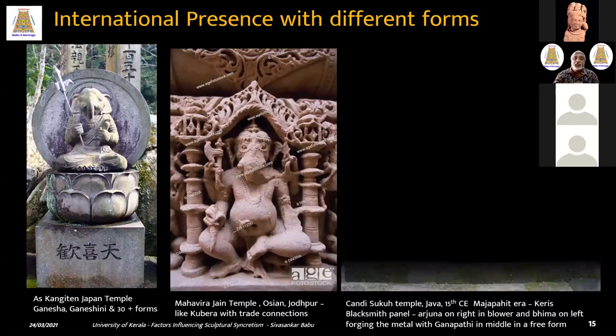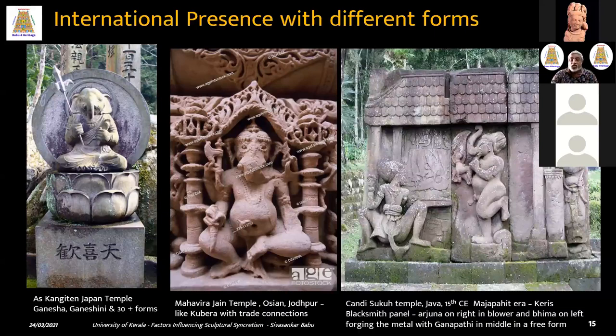This is a panel in Kandy Shuk temple, Java, where the fusion of Mahabharata and Ganapati and other things is available in a blacksmith's panel. Here is the blacksmith. You can see Ganapati in the middle, Arjuna working the blower on the left, and Bhima doing the metal forging on the right. Ganapati here is in a totally different free form, very comfortable, joyous, unbound, no dress, happy. So Ganapati is spread across all of Asia, in different forms.